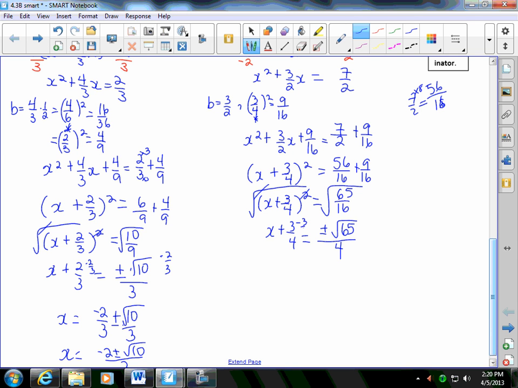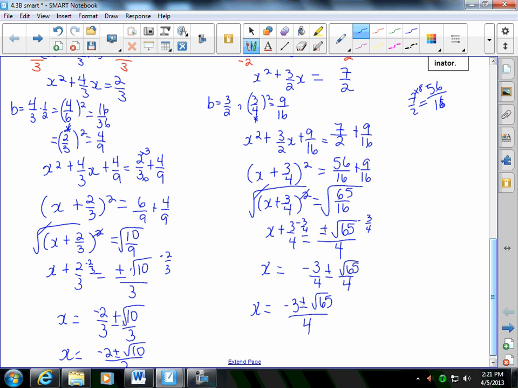I need my x by itself, so I subtract 3/4. So x is equal to minus 3/4 plus or minus square root of 65 over 4. With a common denominator, x is equal to negative 3 plus or minus square root of 65, all over 4.